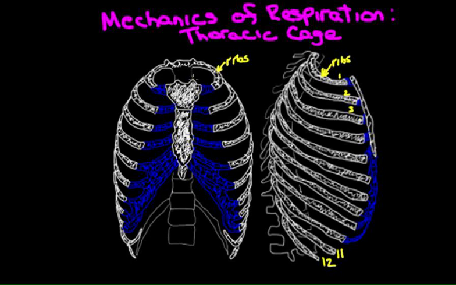Now connected to the ribs in the front is a bone called the sternum, or the breastbone. And this is an interesting bone. It's actually a fused bone. It's 3 bones fused into one. But for the sake of this video, all you need to know is that this is the sternum. That's the sternum from the front, and this is the sternum from the side.